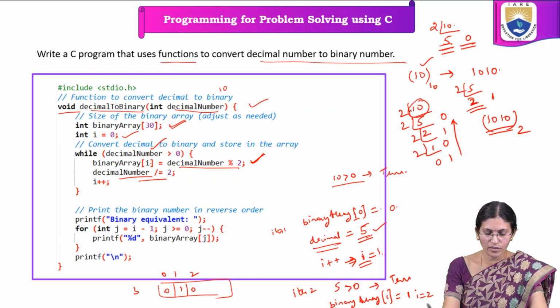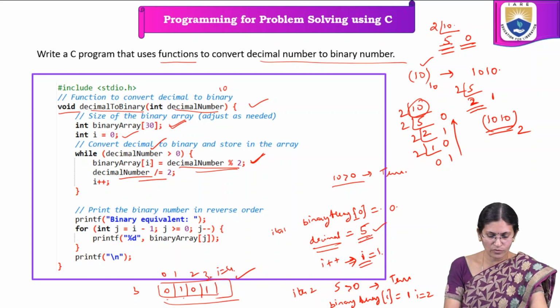1 greater than 0, that is true. So therefore again this is divided, the remainder is 1 now. So you get 1 here. In this way, the statements in the while loop are executed. In the binary array, you have 0 1 0 1. At this point the i value is equal to 4.